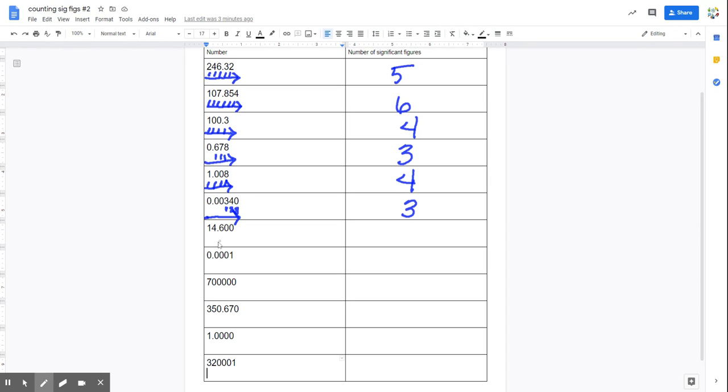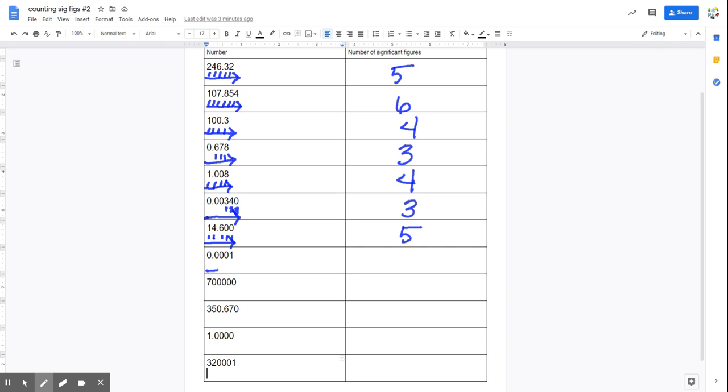Next, we have 14.600 has a decimal. We go from left to right. Begin with the 1 because that's our first non-zero, and everything else counts. So the 4 counts, the 6 counts, the 0 counts, this other 0 counts. So there are 5 significant figures.